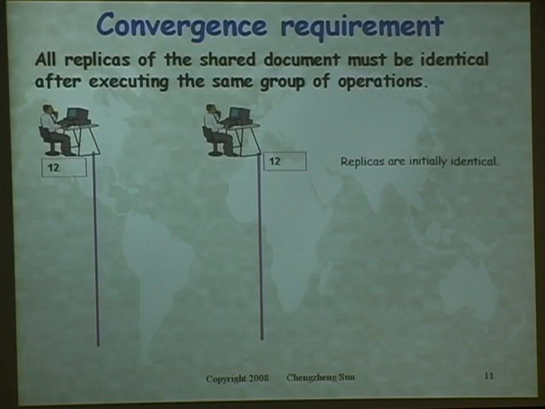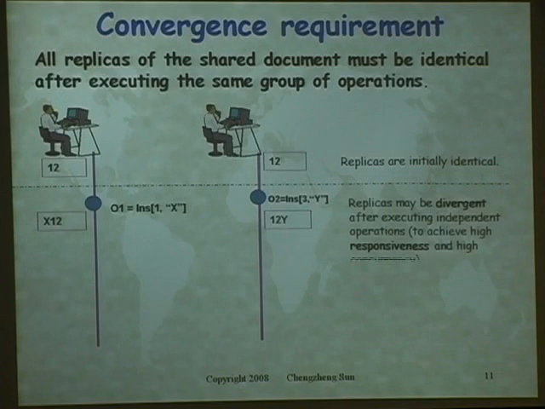Taking text editing as an example, these 2 users start from the same text string, "1 2", two characters. Initially, the document is identical, and the 2 users can independently generate 2 editing operations. One is to insert X before "1 2", another is to insert Y at the end of the text. These 2 independent operations can be executed immediately to achieve high concurrency and high responsiveness, and also generate temporary divergence. This divergence is tolerable and acceptable to these users.